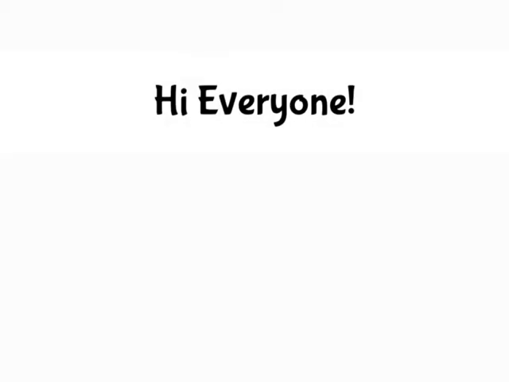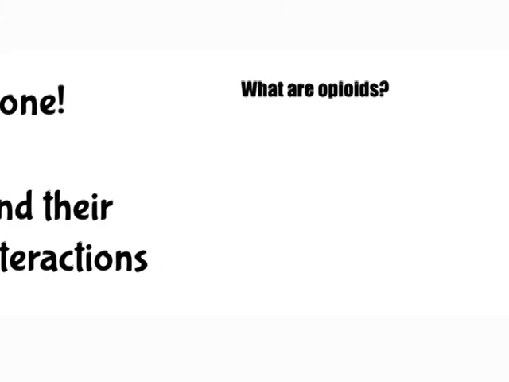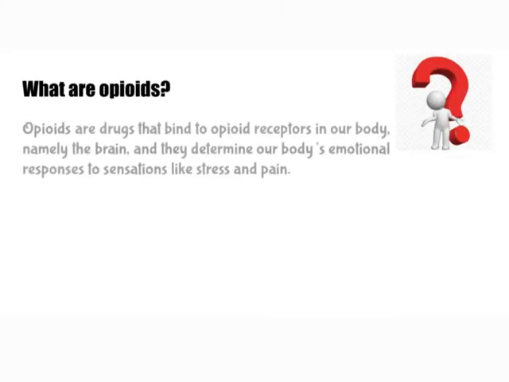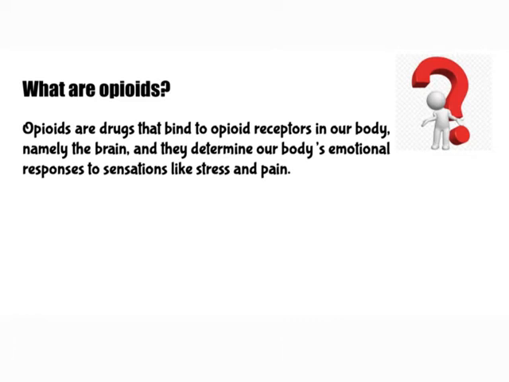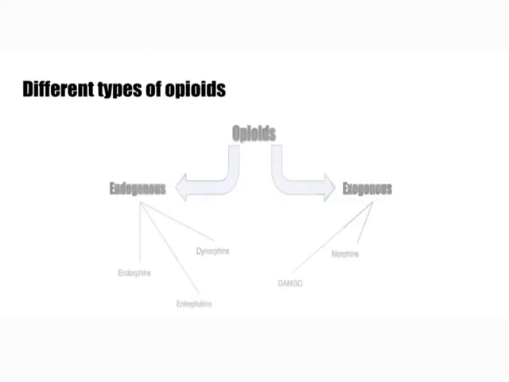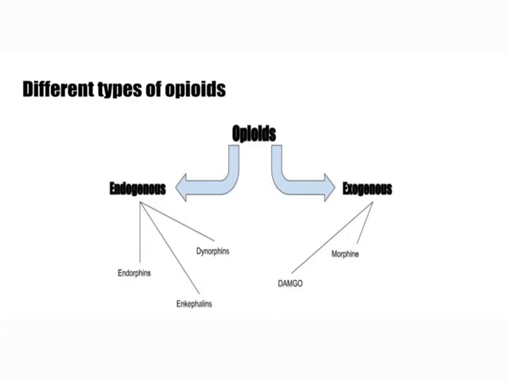Hi everyone, in this video we will go over how opioids work by diving into their cellular interactions. We will also address the opioid crisis and how to prevent opioid abuse. Opioids are drugs that bind to opioid receptors in the brain, and they determine our body's emotional responses to sensations like stress and pain. There are different types of opioids: endogenous and exogenous, or opioid drugs.